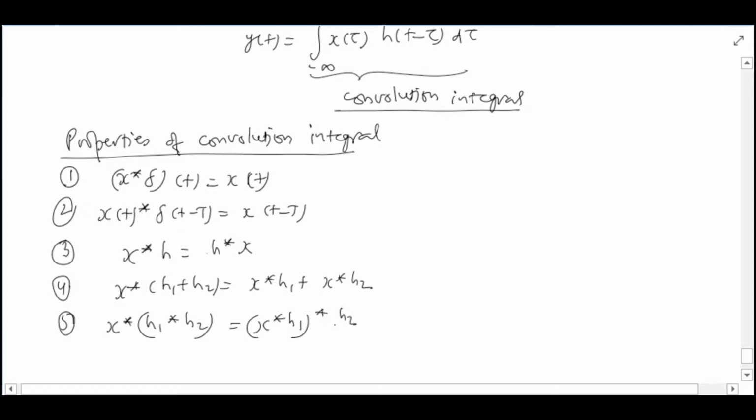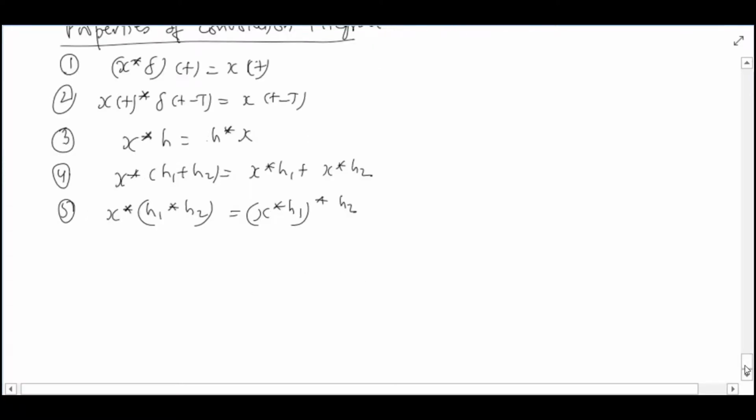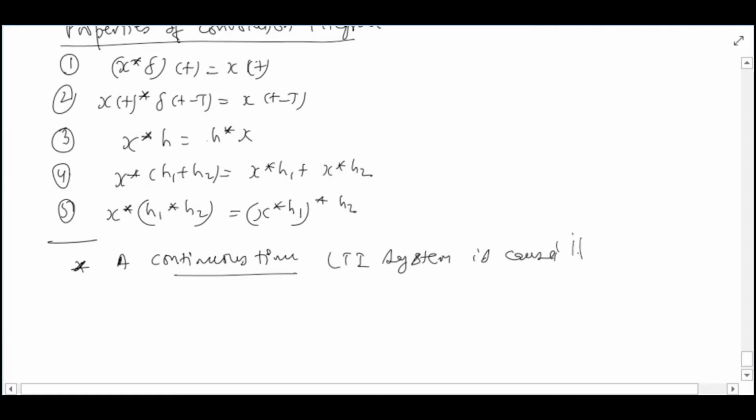Moreover, we can again write the characterization of causality and stability of linear time invariant systems in terms of the impulse response. To be precise, causality of a continuous time LTI system is equivalent to the following: a continuous time LTI system is causal if and only if h(t) is 0 for all t less than 0.